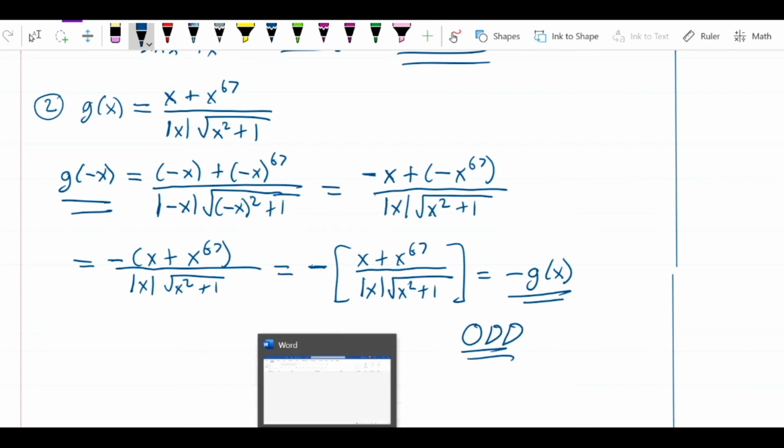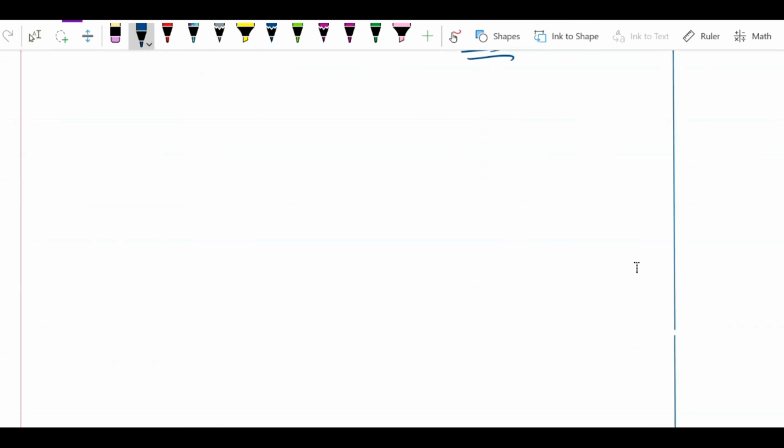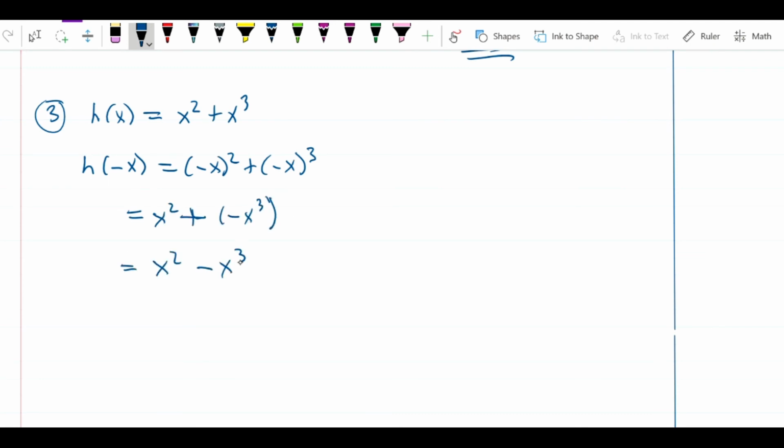Let's try a third example. As usual, we start out by evaluating the function at negative x. This expression is not equal to either the original function h of x or to its negative. This is not equal to x squared plus x cubed. That was h of x, and it's also not equal to negative x squared minus x cubed, which would have been the negative of h of x. So this is a function that is neither.